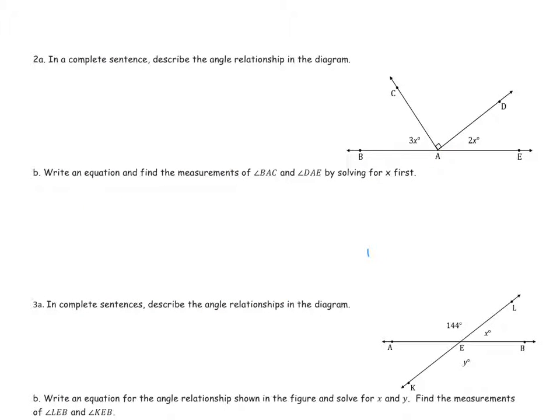All right, another example. Here, what we can say is all the measures shown, so angle BAC, CAD, and DAE are angles on a line. So again, in a complete sentence, that's what you should be saying, that angles BAC, CAD, and DAE are angles on a line, therefore add to 180 degrees.